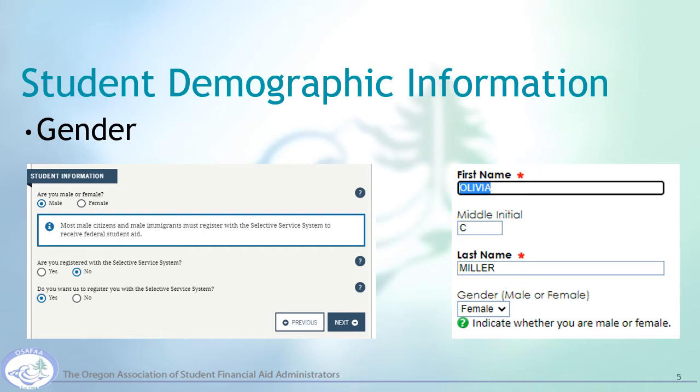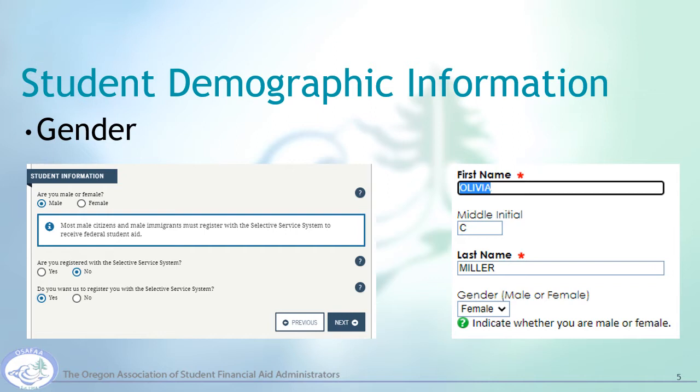Men who are not yet registered with Selective Service and who are under the age of 25 may use the FAFSA to register. The first question will ask you, are you registered with the Selective Service System? If the student checks no, then it will provide a follow-up question. Do you want us to register you with Selective Service? If the student checks yes, the student will be automatically registered. If the student answers no, then the student would be required to go to sss.gov to complete the registration process.